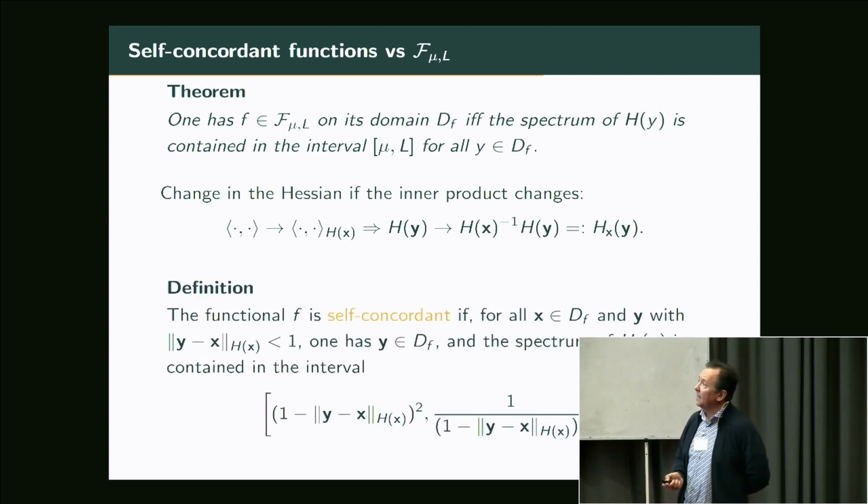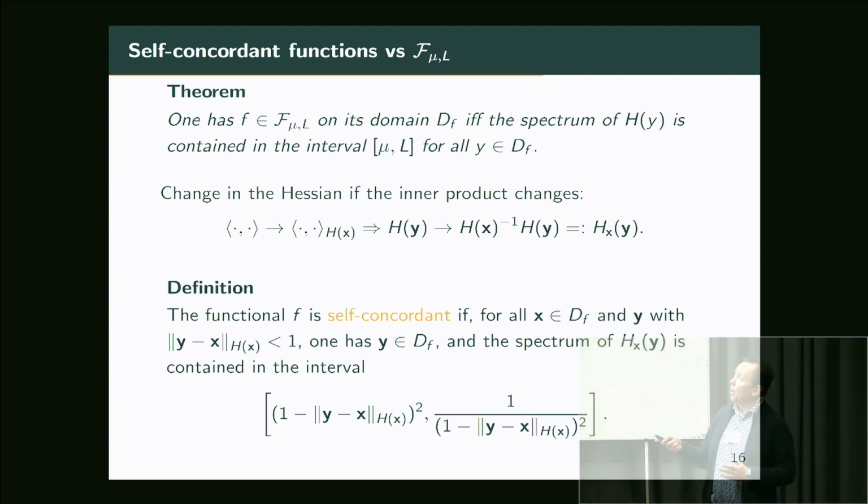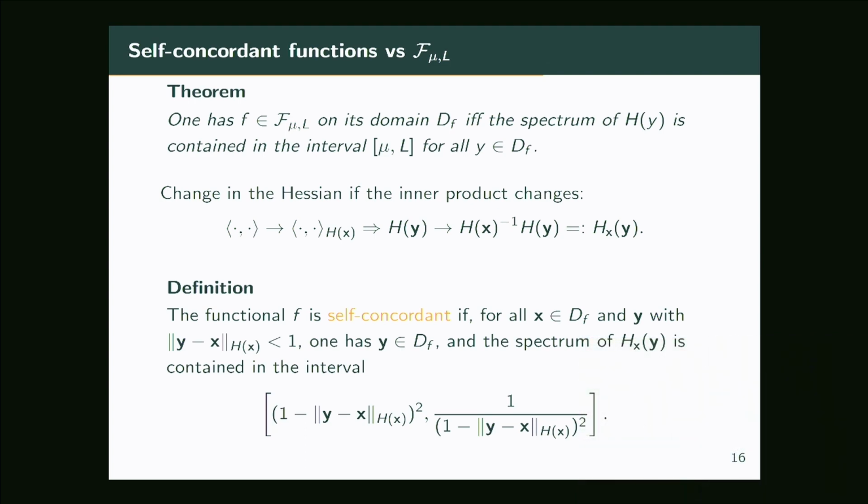And the idea is now that our function class F_{mu,L} corresponds to a known class of functions called self-concordant functions. And just to make this believable to you, let me tell you the definition of these self-concordant functions.